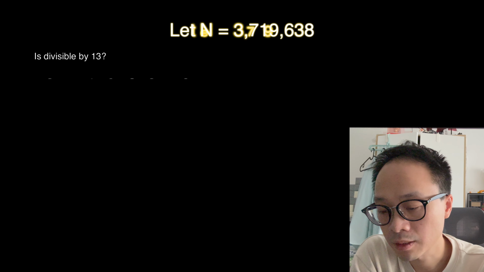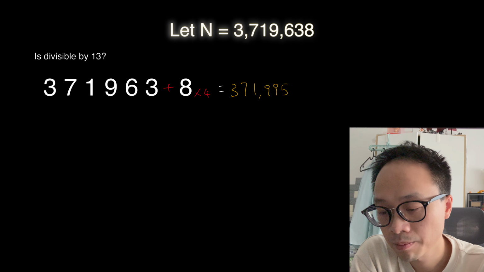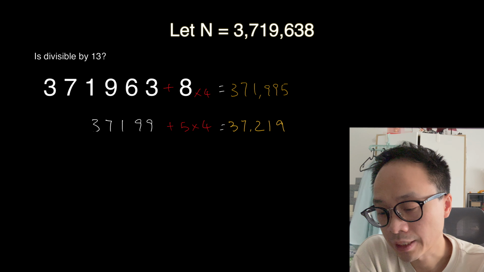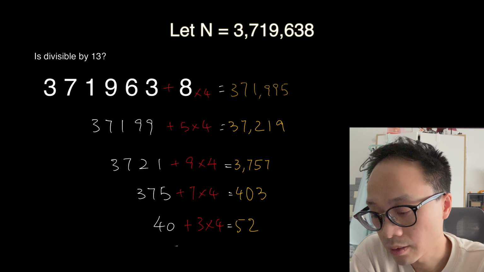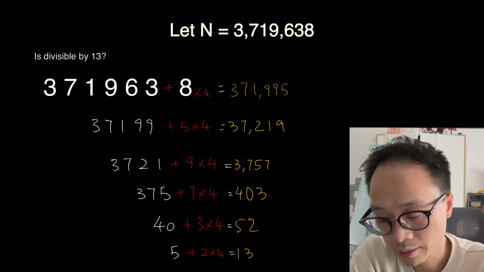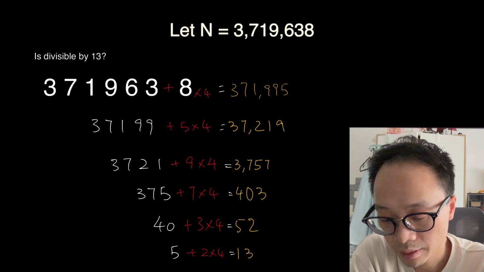Is it divisible by 13? We split off the last number times 4 and then add it to the rest of the number. We repeat the steps until the number is small enough for us to determine whether it is divisible by 13. And therefore, this number is divisible by 13.